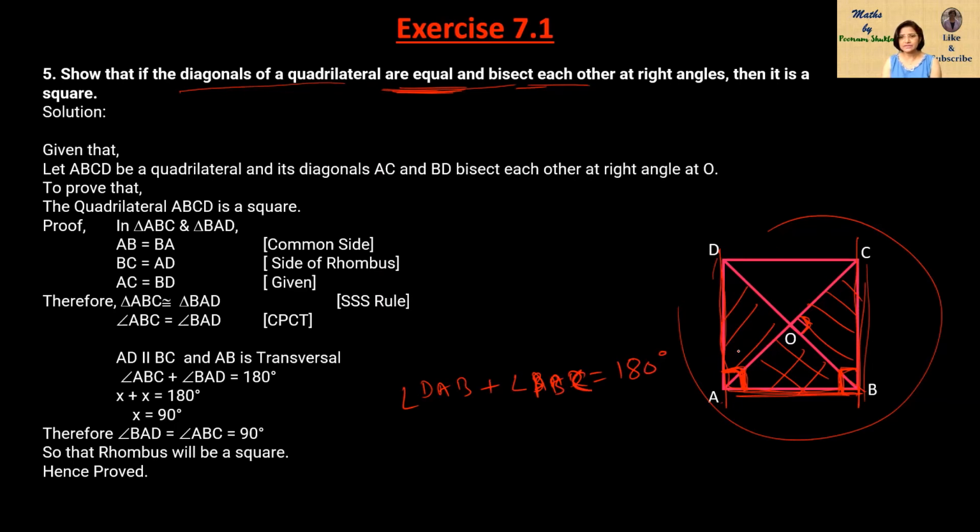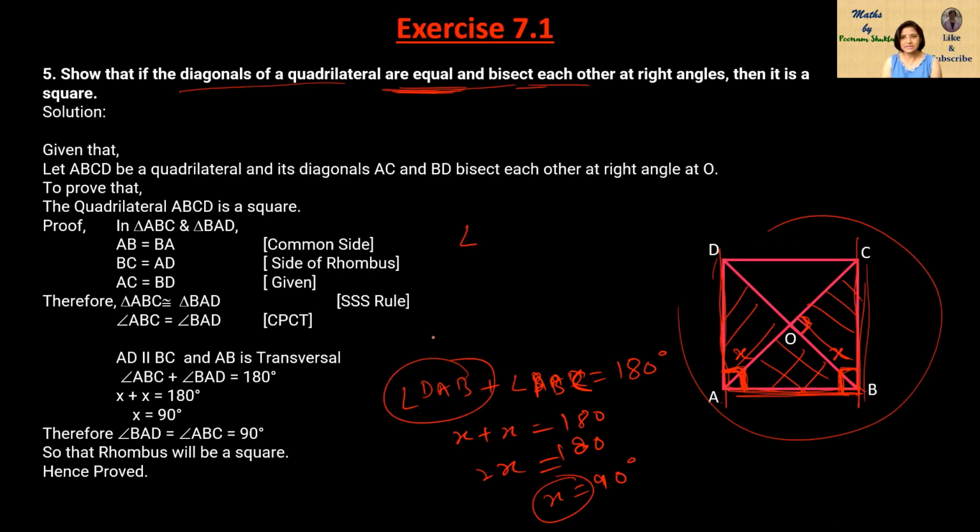If we consider these two angles as X, then that also will be X because these two are equal. So X plus X equals 180 degrees, 2X equals 180 degrees, and X equals 90 degrees. That means angle BAD is 90 degrees, and this is also 90 degrees. So when the angles are 90 degrees, this rhombus will be a square, hence proved.